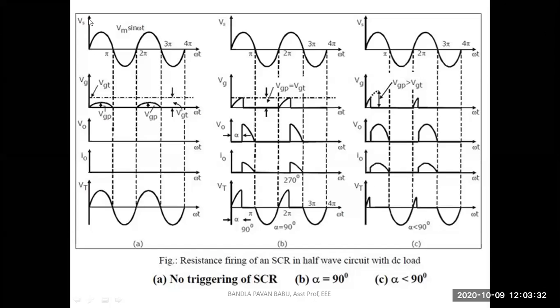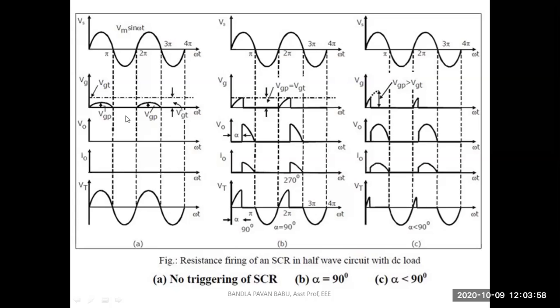In figure A, the first figure is the input waveform. The x-axis represents omega t in radians, and the y-axis represents the magnitudes. That is the input voltage, gate voltage Vg, output voltage V0, load current or output current I0, and the voltage drop across the thyristor Vt.